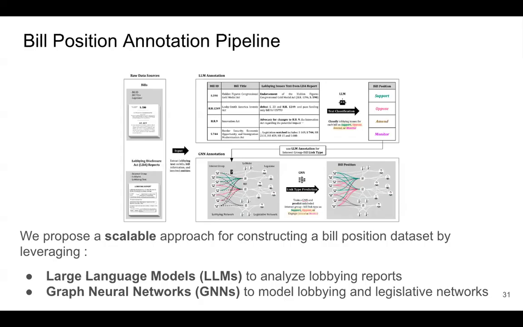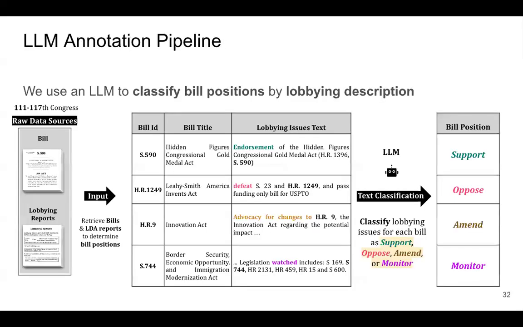So if you look at some of the lobbying reports, they'll say, we're in support of this bill, but sometimes they say we're lobbying for this bill, and it doesn't really say whether it's support or oppose. So in those cases, we use GNNs to predict what they're doing. The lobbying activity actually isn't just support and oppose. There's also amend and monitor. And monitor actually is the largest in terms of frequency.